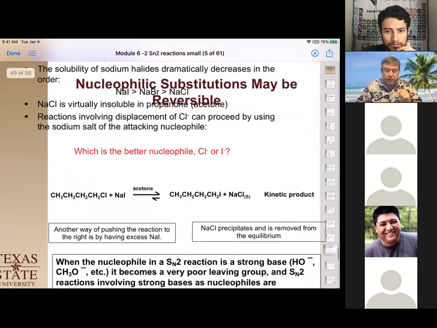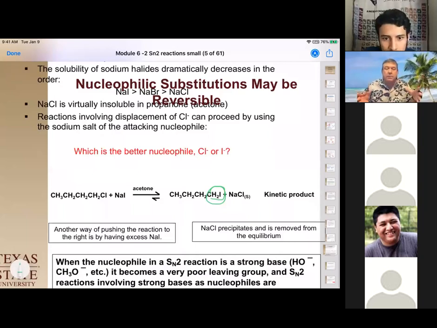If we change it such that our material actually precipitates out of solution, such that our chloride ion, even though it's the stronger nucleophile and the stronger base in this particular case, comes out of the reaction, we can actually end up forming the kinetic product, which is the one with the iodine on it right here. And this is one of those weird, odd reactions called the Finkelstein reaction that it took them a long time to figure out why this worked.